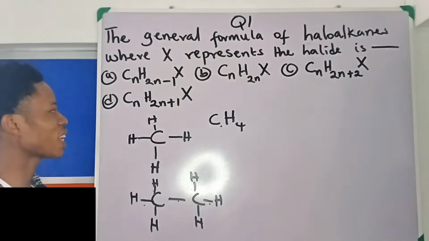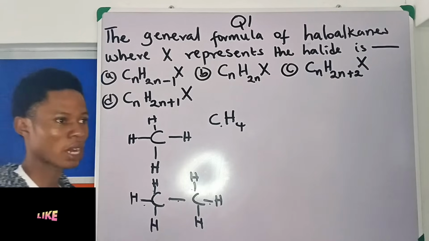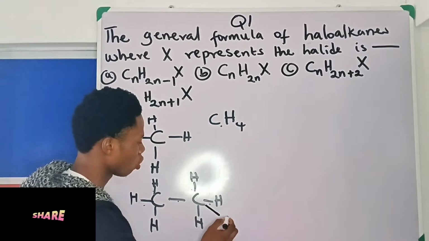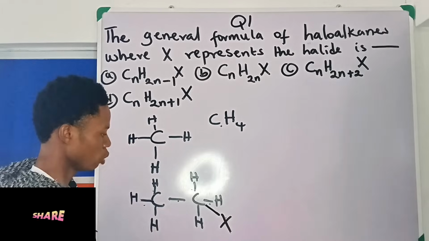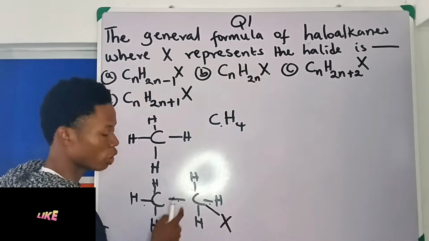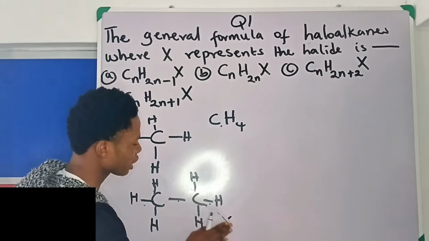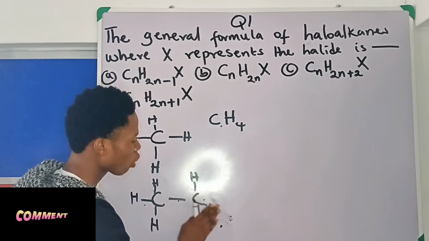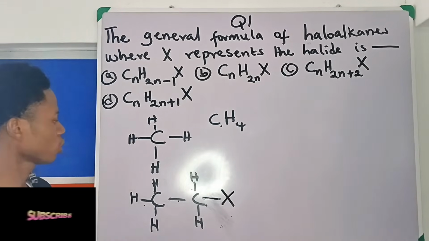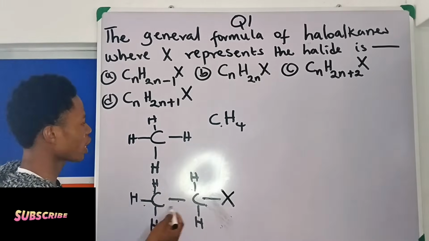Now, if we want to attach a halide, whether chlorine, fluorine, we cannot attach chlorine here or any of the halide X here, because if we attach it here, carbon will be having more than 4 bonds. So if I want to attach a halide, what I'll do is remove 1 hydrogen. Then I'll put my halide.